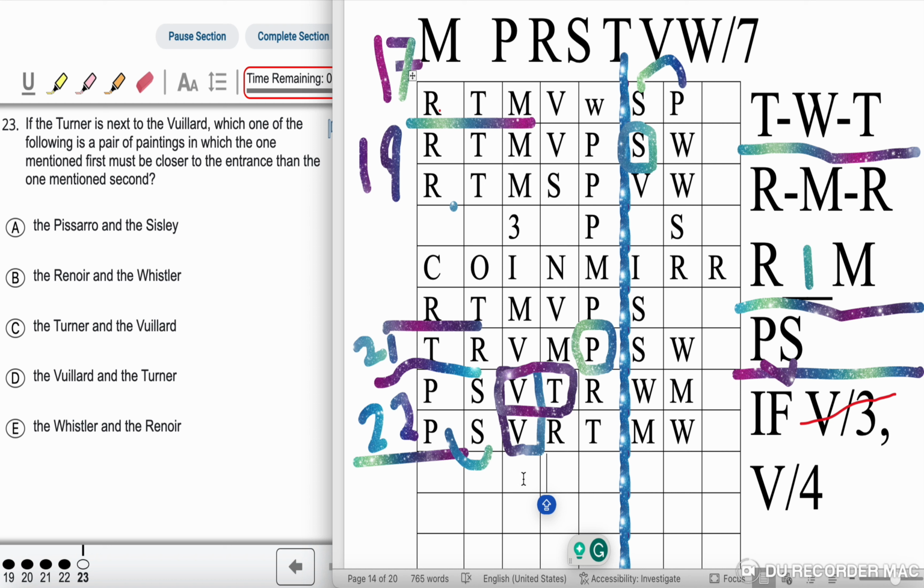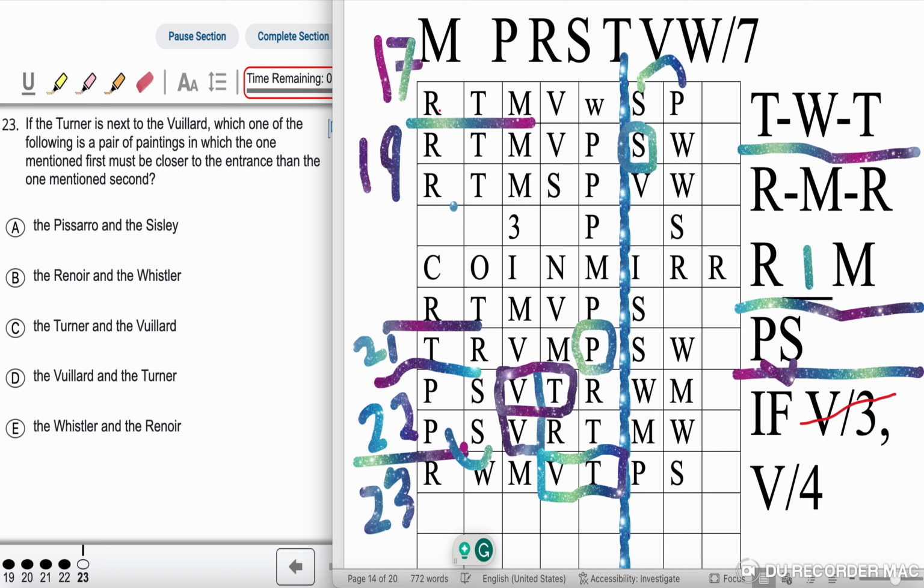Let's go ahead and create 2 worlds where we're going to see that T is next to V. And these 2 worlds we have right now that we created, T is next to V. And this is going to be for question 23. This could be the last question here. And with that being said, I'm going to go through these answers one at a time, so make sure we get it correct.